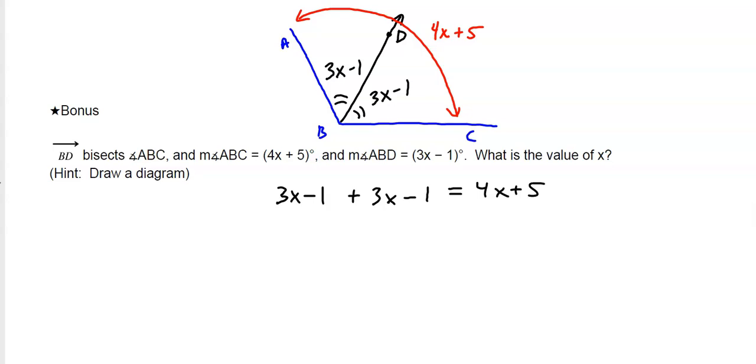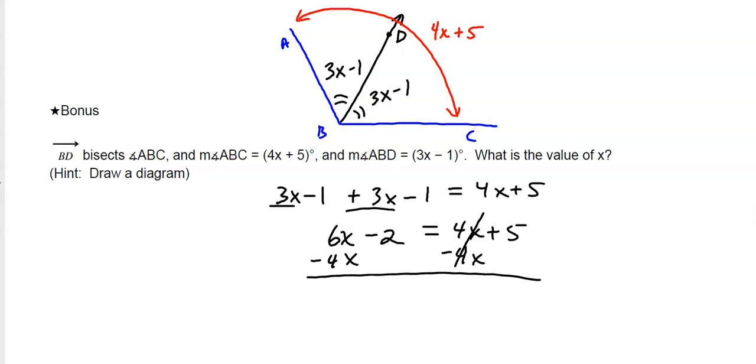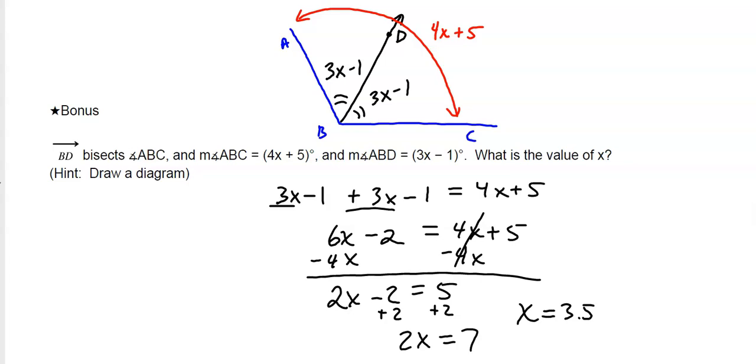Let's do some housekeeping. Looks like I got 6 x's. Take away 2. And let's get all my x's to one side. So I'm going to attack the smaller x. And I'm going to have 2x minus 2 equals 5. Lordy, lordy, this thing's full of decimals. Add 2 to both sides. 2x equals 7. Divide both sides by 2. And looks like x is going to have to be 3.5 to make that thing work out.